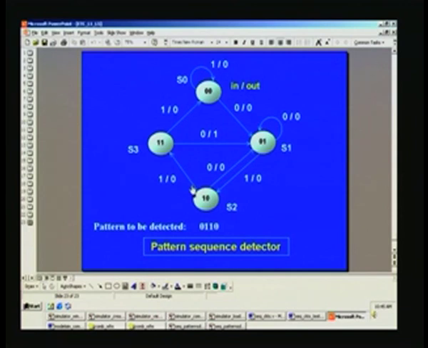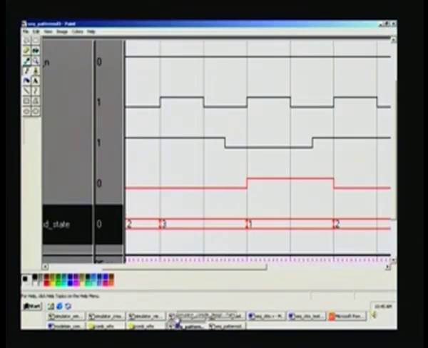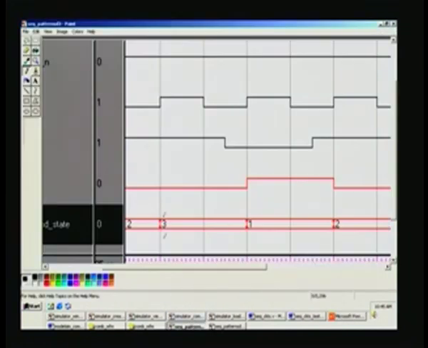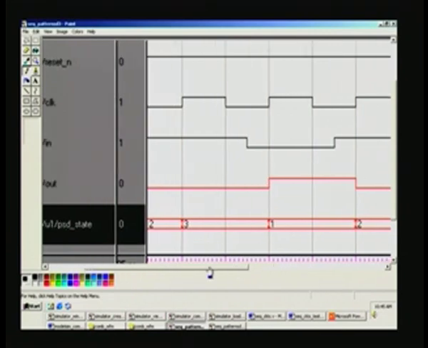At 2 the input is 1, so it goes to S3. Yes, S3, and in this condition the input is 0 now, this is the edge, and from 3 it should go to 1, right, provided the input is 0, is that correct? The output becomes 1. Yeah, here becomes the output, right, this is the output.